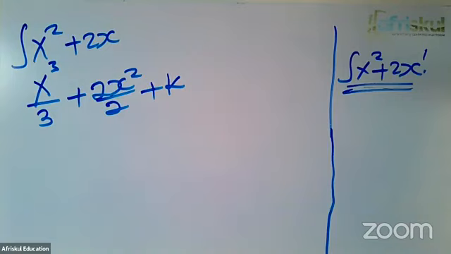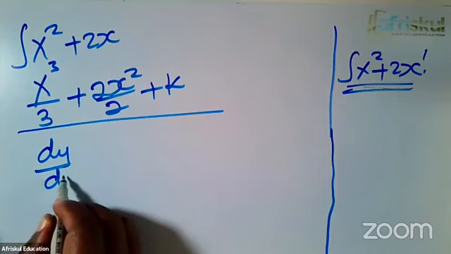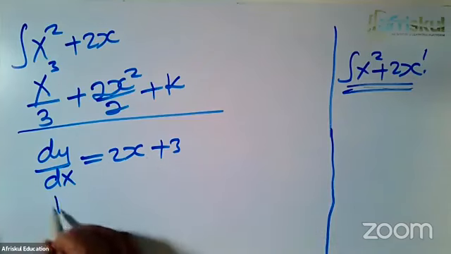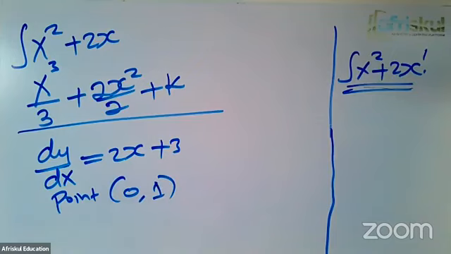Now, in the question that I gave you, they gave us the gradient function, which is dy over dx, which is 2x plus 3. And then they have given us one point, which is (0, 1). And then they want us to define the equation which starts with y. How will we do it? The equation which starts with y. So this is quite easy.